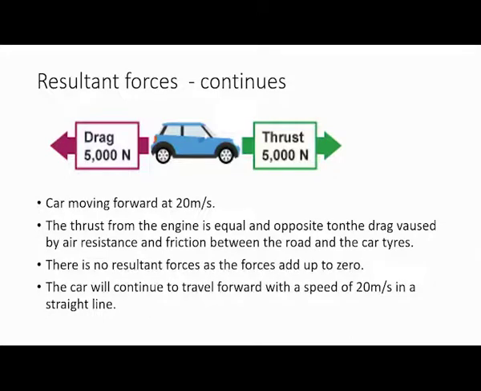We have the thrust of 500 Newton and then the drag. Since these two forces are pointing in two different directions, the resultant force will be 500 Newton minus 500 Newtons, which will give us 0 Newton. So this means that this car, if it was moving, will continue moving at a constant speed.